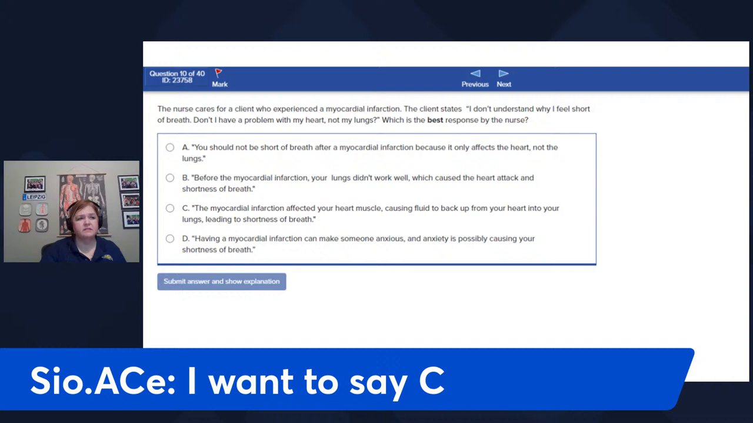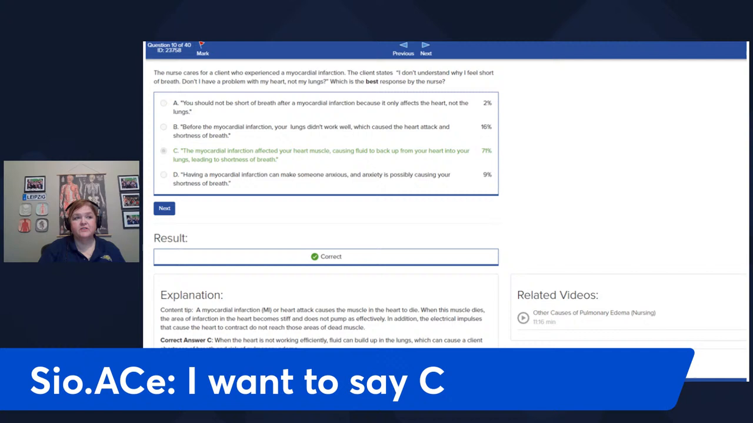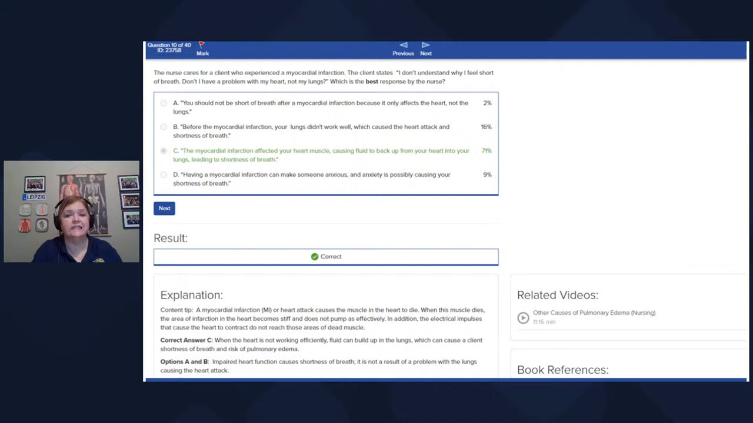Now, if the heart cannot pump effectively, remember when we talked about that? Fluid is going to back up and it can back up into the lungs, and that leads to pulmonary edema. So the best response by the nurse is this one. The myocardial infarction affected your heart muscle. And now because that heart muscle can't pump effectively, it causes fluid to back up from your heart into your lungs, leading to shortness of breath.